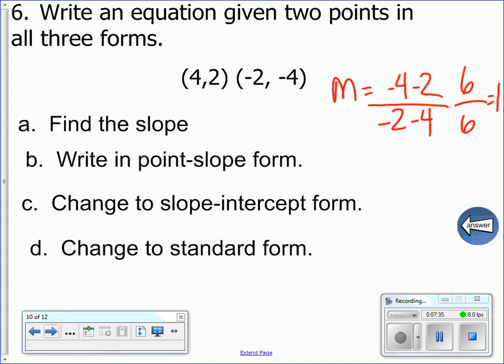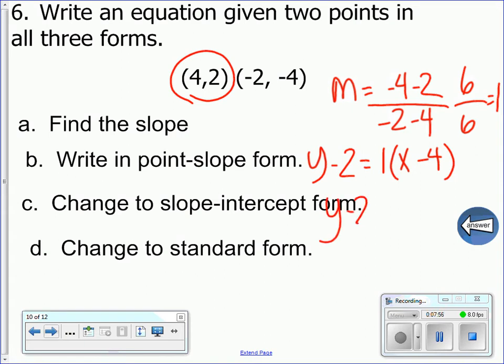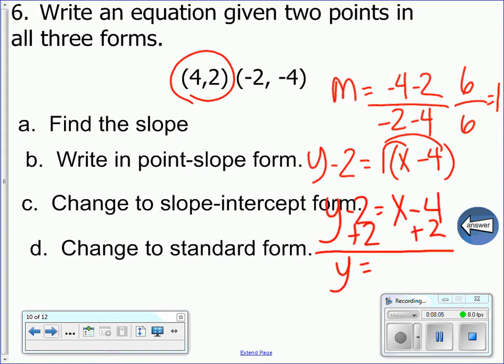So I'm going to start with point-slope form. I'm going to choose this point because it's positive. y minus 2 equals 1 times x minus 4. That's done. Now it's in point-slope form. Now to get it to slope-intercept form, y minus 2 equals x minus 4, and I add 2 to both sides. So y is equal to x minus 2.